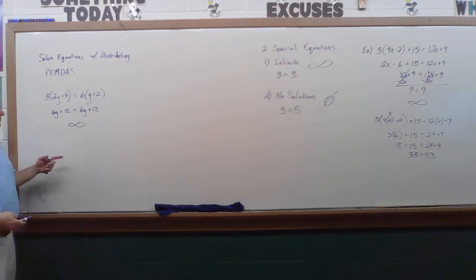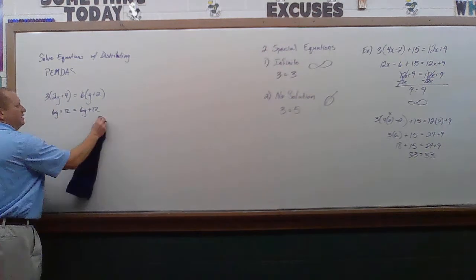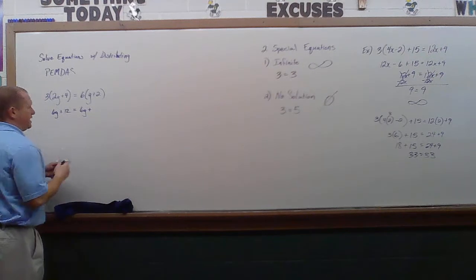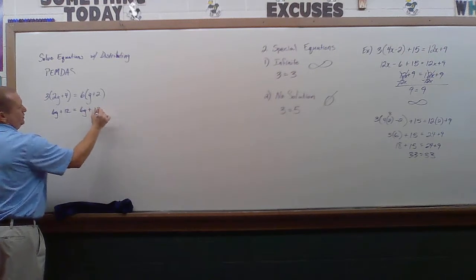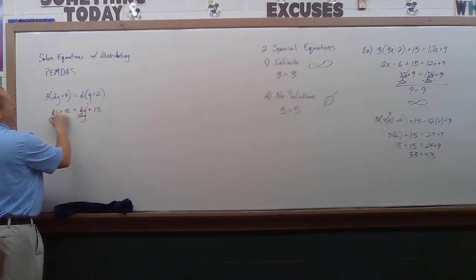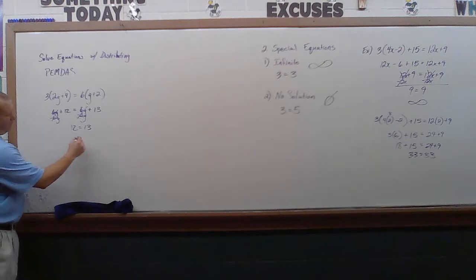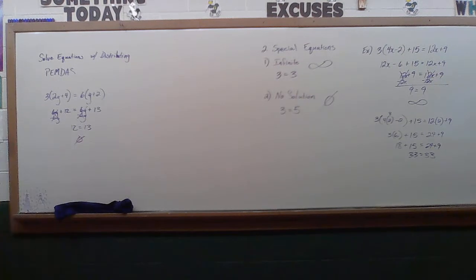So again, if we would have ended up with this, and our 6g's were the same, and again, this isn't how this was, but I subtract my 6g from both sides, and I end up with 12 equals 13, that's my other case, right? And then we would say it's a circle with a slash. No solution, empty set, those all mean the same thing. Okay with that? Yeah. All right.